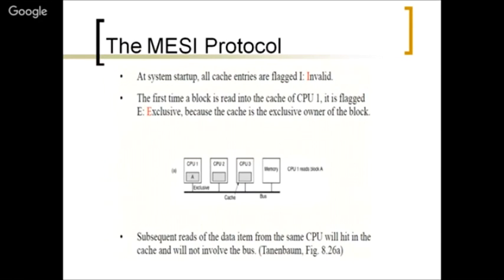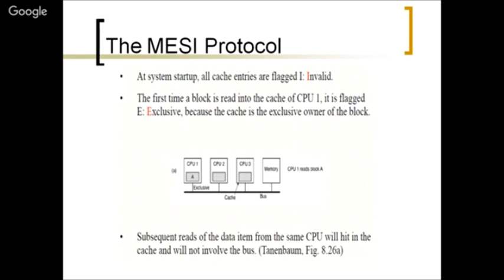We'll again discuss some scenarios. At system startup, let's say all are in the invalid mode. If it is invalid, then obviously we have to update our data by issuing the read command. So the first time a block is read into the cache of CPU 1, it is flagged E. Now let's say CPU 1 first reads it, then wants to write it. It will first read, then change its state to exclusive, flagged E for exclusive.